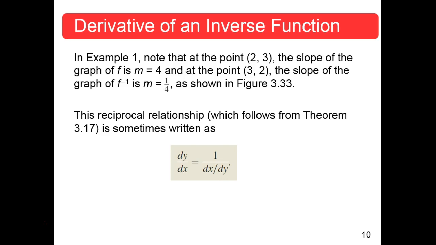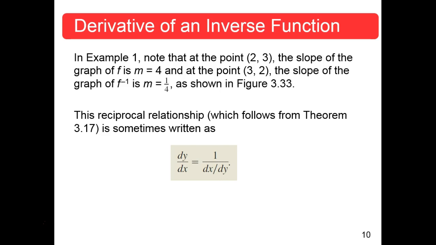dy/dx is equal to 1 over dx/dy. Oh! Why didn't you say that in the first place? Okay? 1 over dx/dy. And that almost looks like that would make sense, doesn't it? If you multiplied both sides, if you treated this as a fraction, which it isn't, it's an operator, that would be 1 over dx/dy.